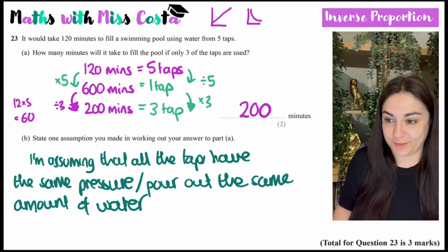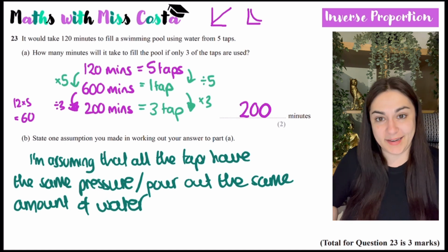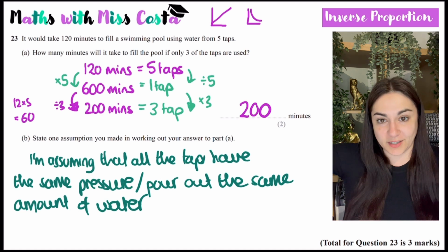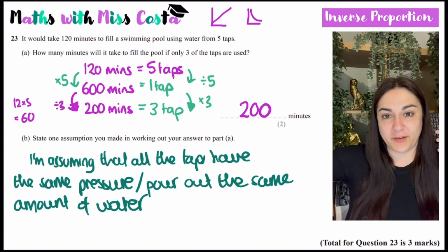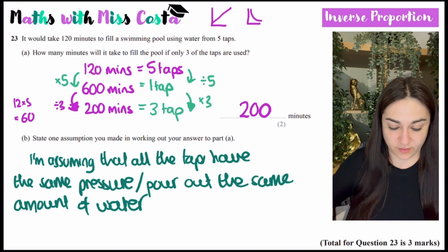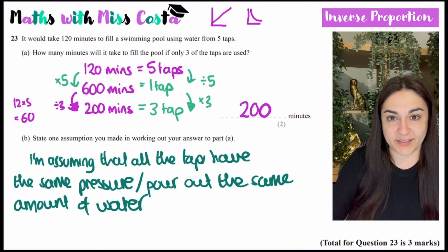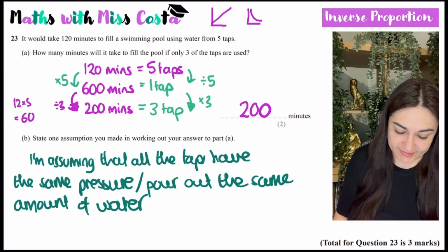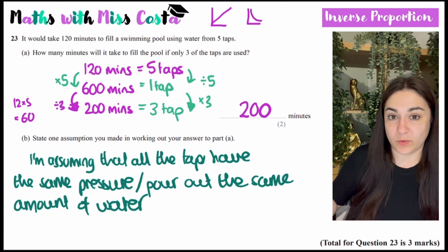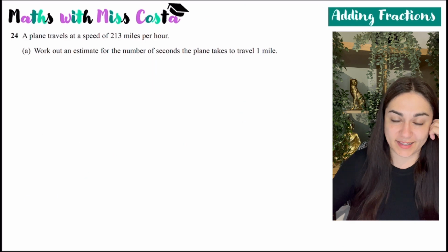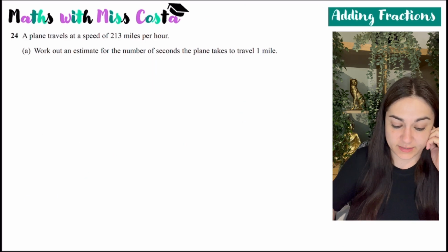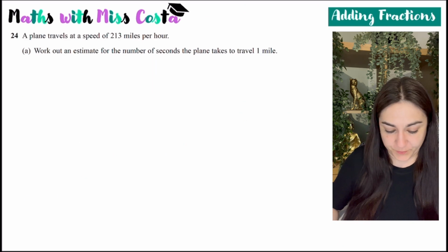Because, for instance, if you had a really slow leaky tap versus a really fast gushing tap, then obviously that one's going to fill it up quicker. You're assuming that each of the 5 taps are pushing out water at the same speed. So that's the assumption that we're making. If they're all filling it up at different rates, then obviously I can't use this to work it out.